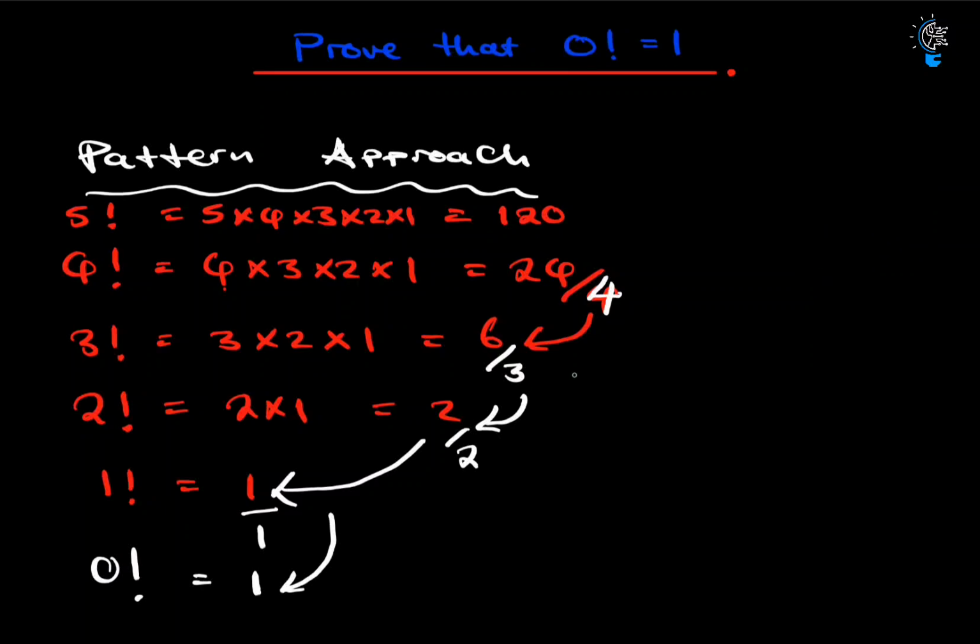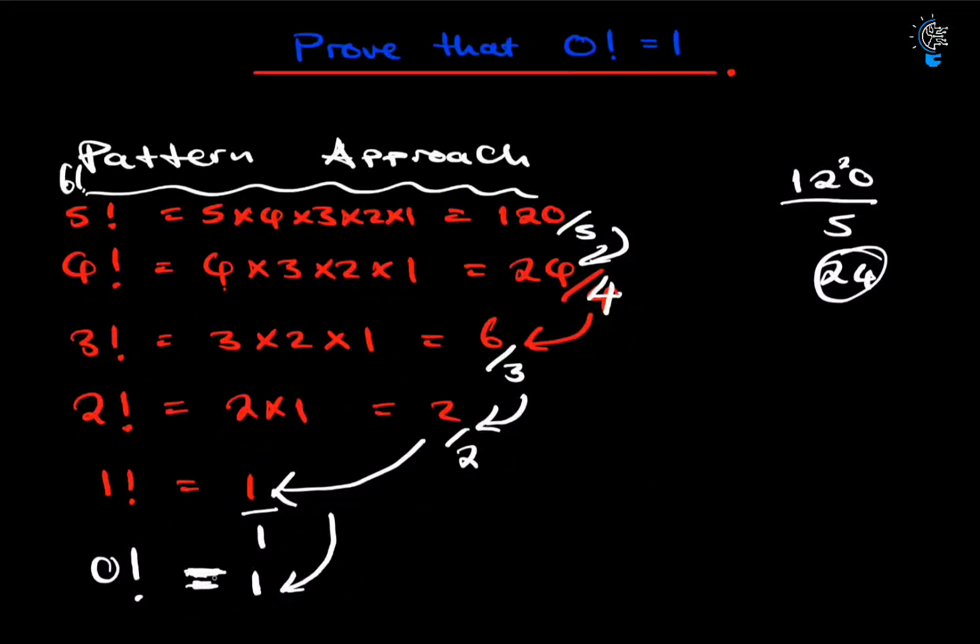So 120, when divided by 5, we must get 24 as our answer. Let's try it out. 120 divided by 5. 5 into 12, that's a 2. We're going to get a remainder 2. 5 into 20 is 4. So we can see that the pattern works out. You can try even 3 factorial to see the result. You must get a pattern that looks uniform. So that's how you prove 0 factorial to be equal to 1.